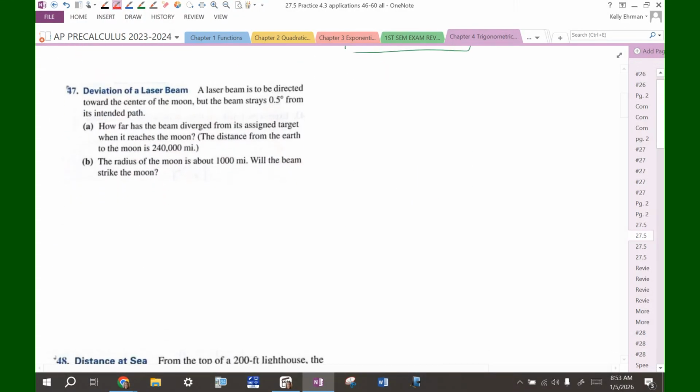47. This picture is hard to imagine. I think we would probably be given this picture if it were an AP problem. A laser beam is to be directed toward the center of the moon, but the beam strays 0.5 degrees from its intended path. So let's just think about that. Here we are on the Earth. So we have this laser that's sitting on the Earth. And we're supposed to be beaming it directly to the center of the moon. So here's my moon. It's supposed to be going here, center. That's supposed to be the center of the moon. It strays a half degree.